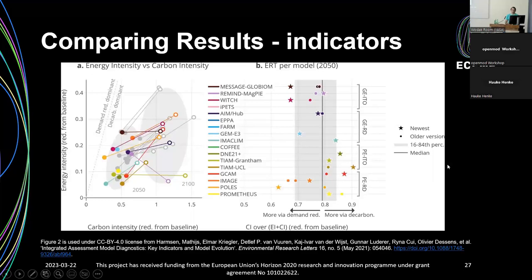And then there are other more abstract but more powerful ways to compare results. This is from a paper by Harmsen prior to ECEMF. It is based on deriving indicators from the model results and then comparing those with one another. On the left-hand side, we've got carbon intensity on the x-axis and energy intensity on the y-axis. I believe the dots represent different scenarios. No, sorry, they represent time. So you can see the change in combined energy over carbon intensity between 2050 and 2100 in this case.